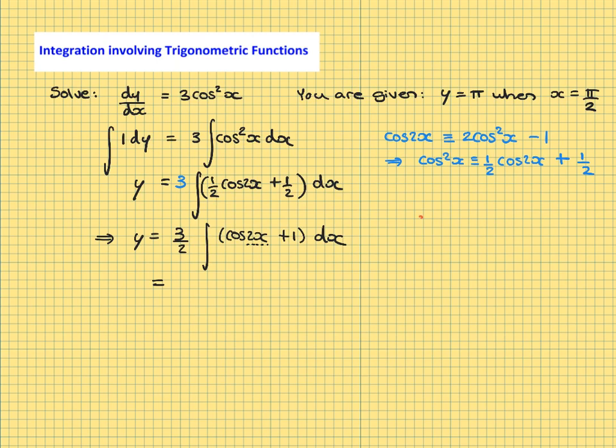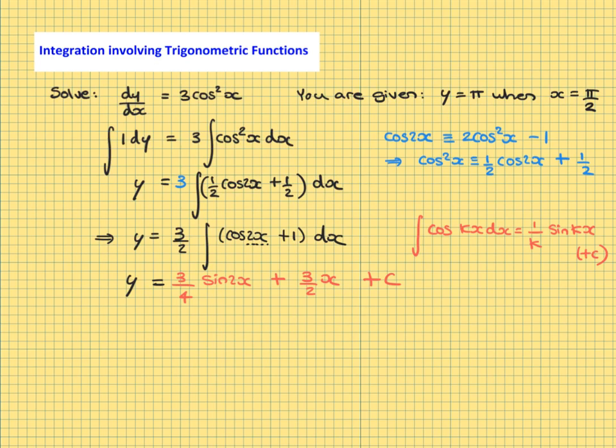So really, you should know that if you have cos of kx and you're integrating it, it integrates directly to 1 over k sine kx, obviously plus a constant. So this gives us 3/4 sine 2x plus 3/2x plus a constant c.